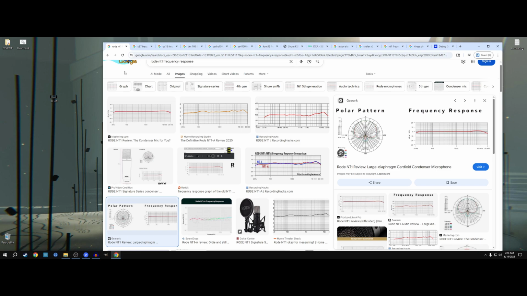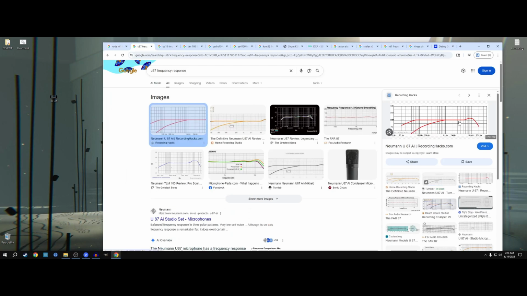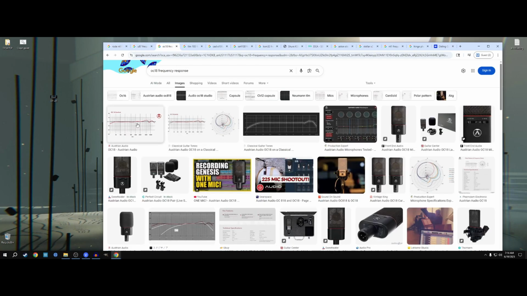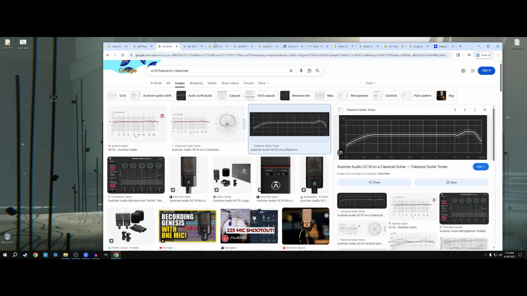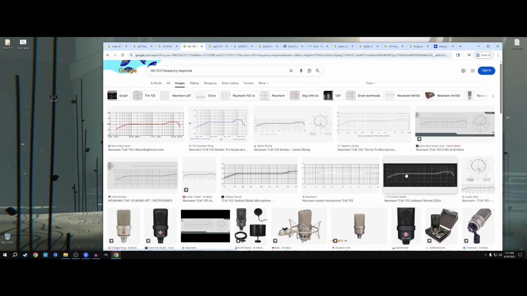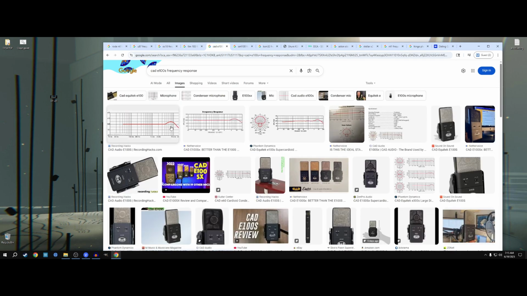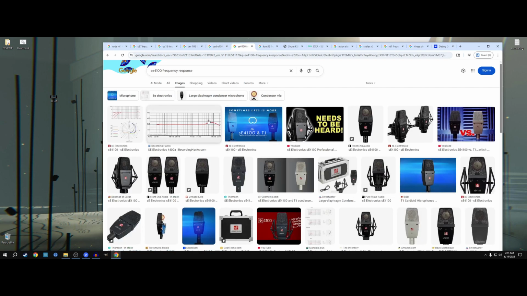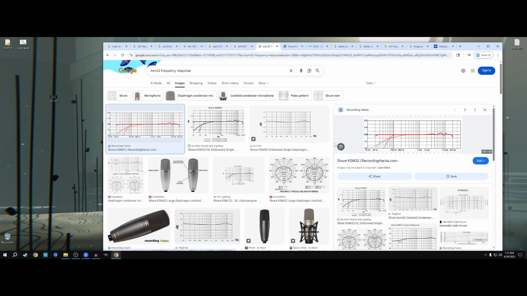All right, so I want to show you guys something with different microphones, and then I want you guys to tell me something, okay? So this is the Rode NT1's graph. Then this is the U87's graph. This is the OC18's graph. This is from their official site. This is the TLM-103's graphs. This is the CAD-E100's graphs. This is the SE-4100. And this is the KSM-32.